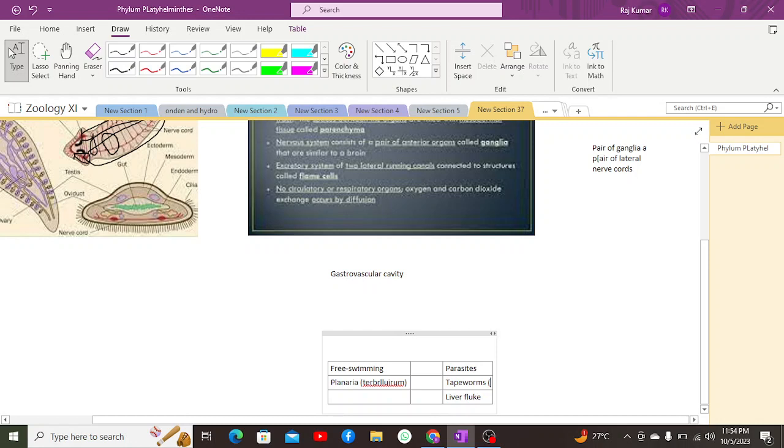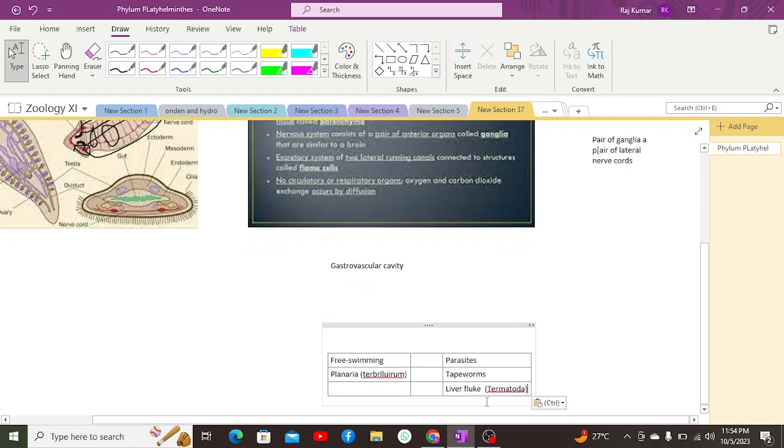Apart from which, the second class is Trematoda. Trematoda involves liver fluke and other endoparasites as well as ectoparasites, which live inside or outside the body of an organism. These usually involve organisms which live in the liver, lungs, or alimentary canal of other vertebrates, including fish, amphibians, reptiles, and mammals.